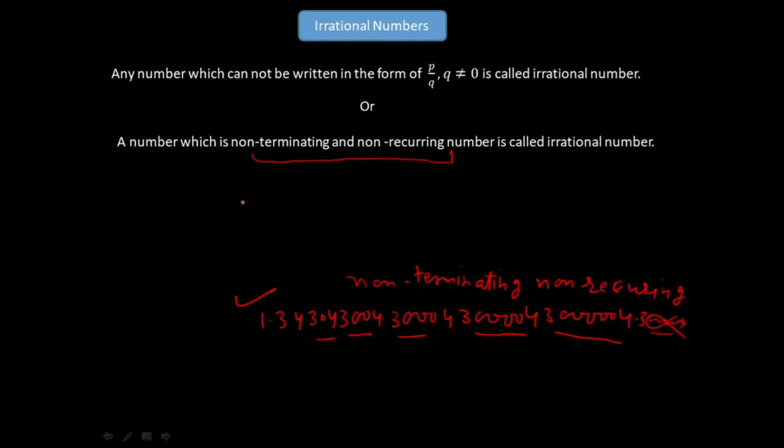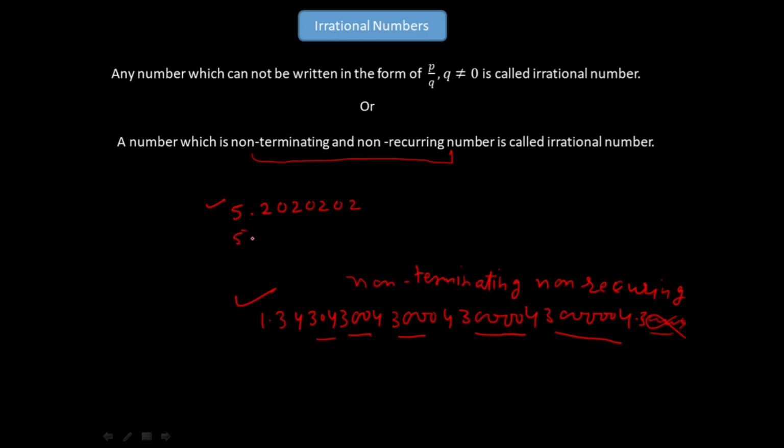Let me take one more example. If I pick this example, 5.2020202, is this a rational number? Yes, obviously it is a rational number. Why? Because after 2 there is nothing. After this digit it stops. This number stops here. There is nothing repeating. So this number is called terminating. That's why this is a rational number, not irrational.